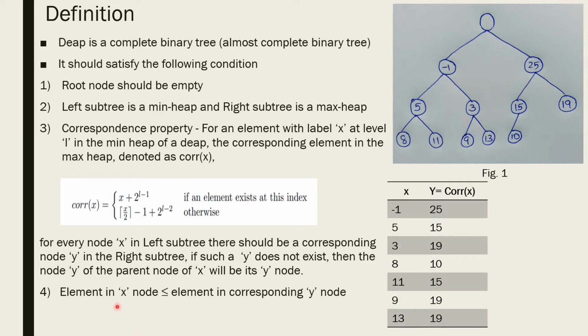And the last condition of a deap is that the element in the x node should always be less than or equal to the element in the corresponding y node. You can see it in the table over here. I've just listed all the x nodes and their corresponding nodes, that is the y nodes. You can see that -1 is less than 25, 5 is less than 15, and so on. So while checking for the corresponding elements, you have to always make sure that the x node is less than its corresponding element. If we say it the other way, the corresponding element should be greater than its x node. So yeah, that's all about the definition of a deap.